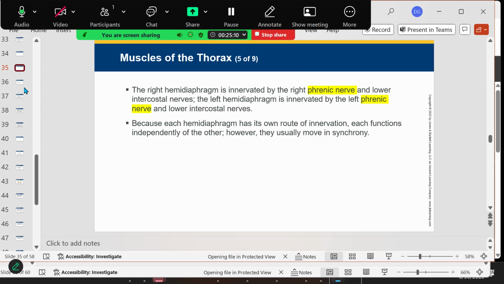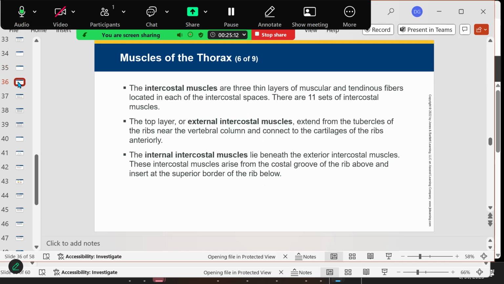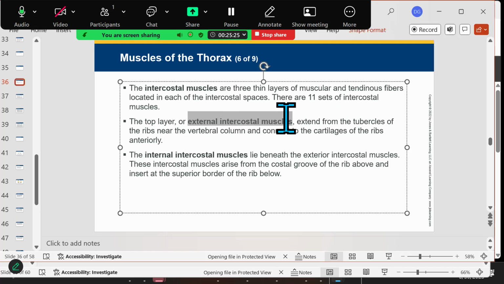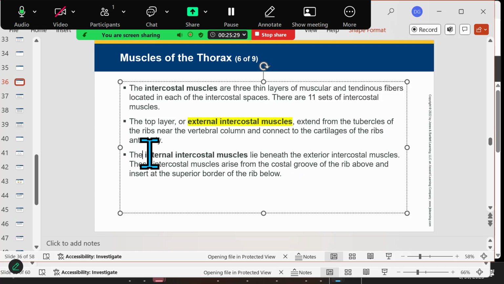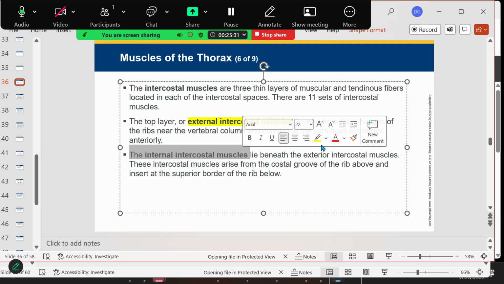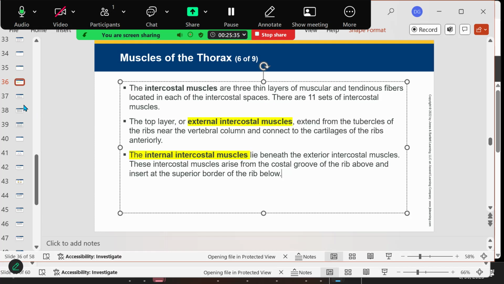It's quite remarkable, actually. Intercostal muscles, three thin layers of muscular and tendinous fibers, 11 sets of intercostal muscles. The external intercostals are involved in inspiration. The internal intercostals are involved in expiration. See if you can keep that straight.